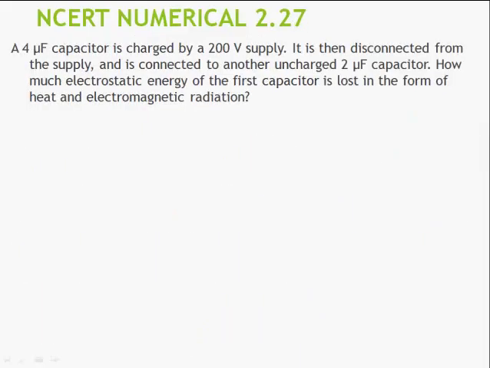Now next, there is the 4 microfarad capacitor, 200 volt supply. Now it is disconnected from the battery and connected to another uncharged capacitor, 2 microfarad. How much energy is lost, we have to find it. First thing is the initial charge will be Q is equal to CV, which will not change now because you should remember battery has been disconnected.